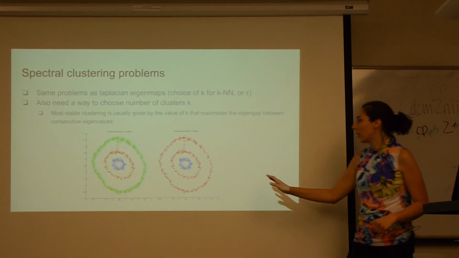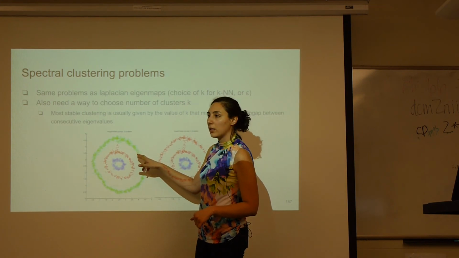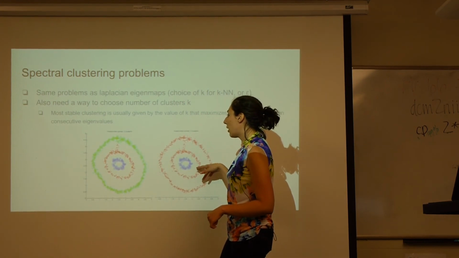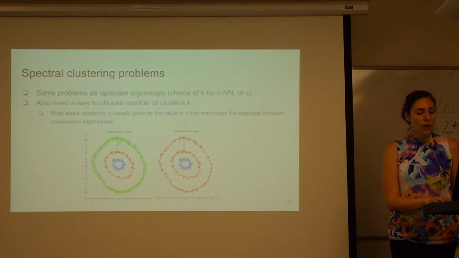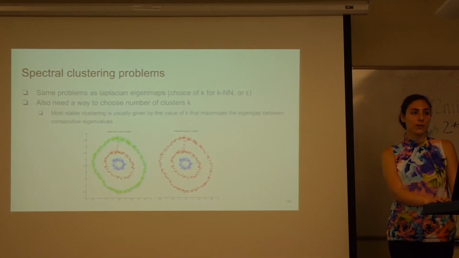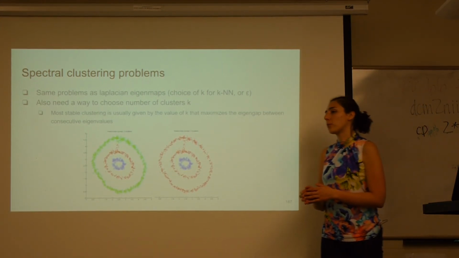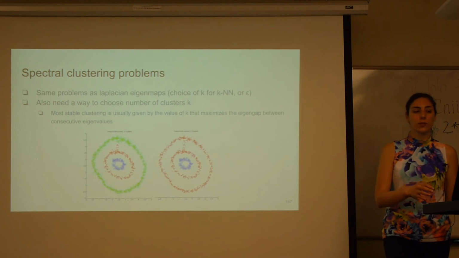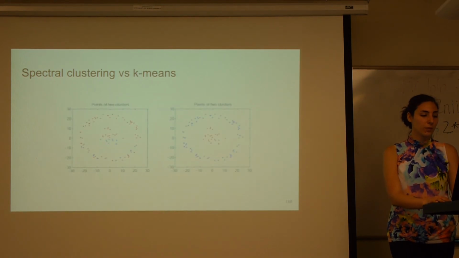Anyway, this is showing the output for two different k's: k equals 3 and k equals 2. So it's subjective. Clustering in general is subjective. There's no ground truth, so sometimes it's hard to evaluate because we don't have labels, right? But we still need a way to determine the number of clusters.